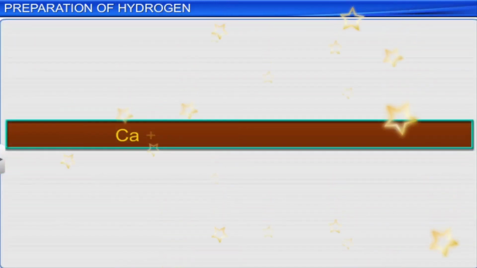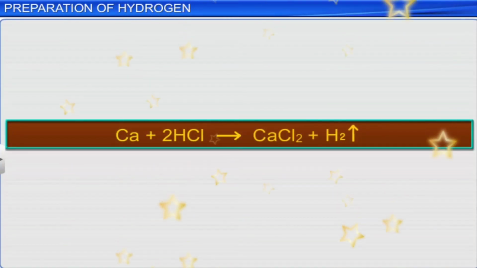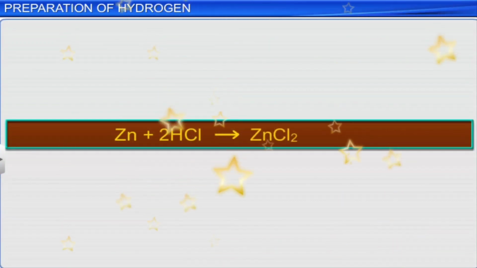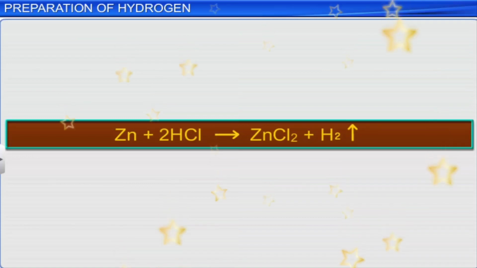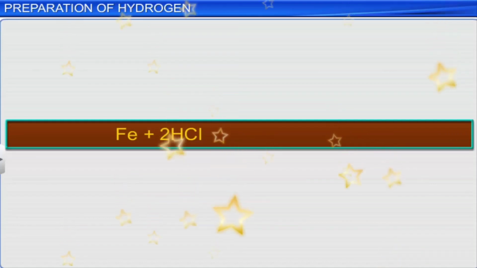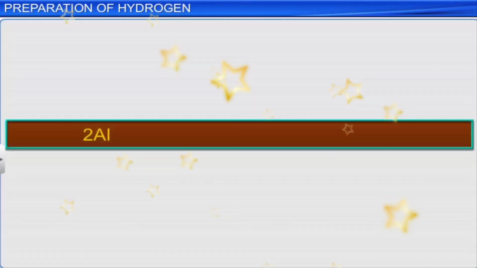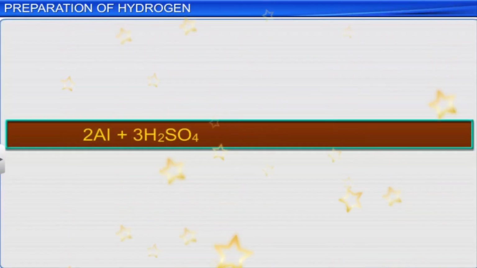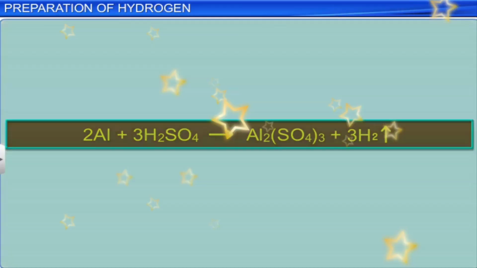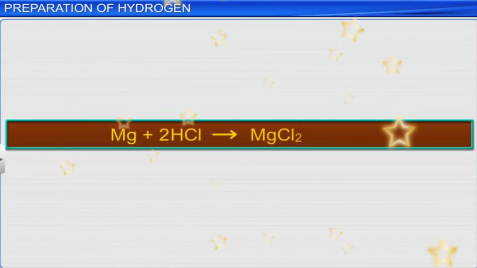Calcium reacts with dilute hydrochloric acid to give calcium chloride and hydrogen. Zinc reacts with dilute hydrochloric acid to give zinc chloride and hydrogen. Iron reacts with dilute hydrochloric acid to give ferrous chloride and hydrogen. Aluminium reacts with dilute sulfuric acid to give aluminium sulfate and hydrogen. Magnesium reacts with dilute hydrochloric acid to give magnesium chloride and hydrogen.